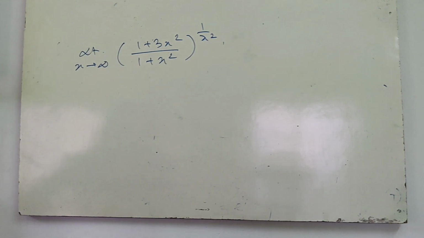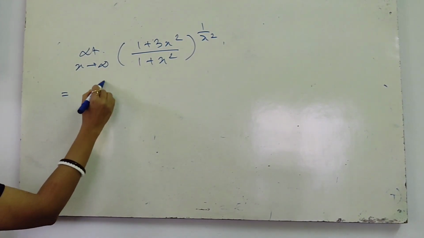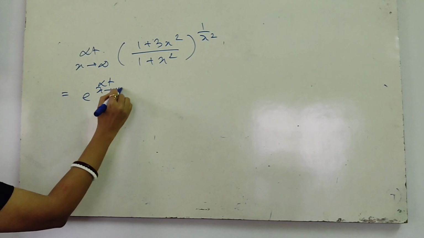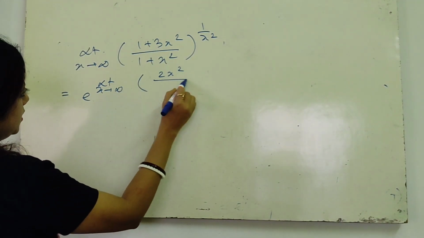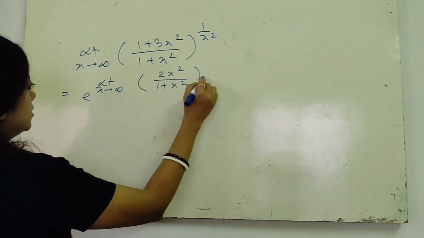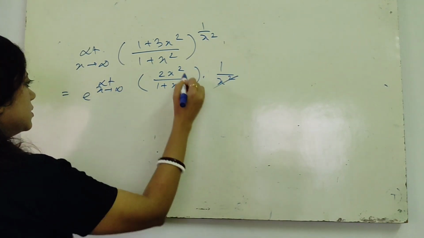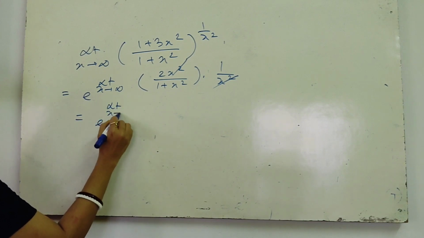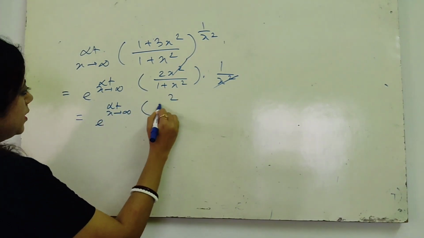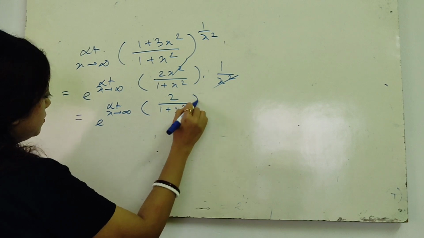So this is the next problem I am going to solve. e to the power limit x tends to infinity. I have to subtract this from this, that is 2x square by 1 plus x square. This will be cancelled. It will be 2 by 1 plus x square.